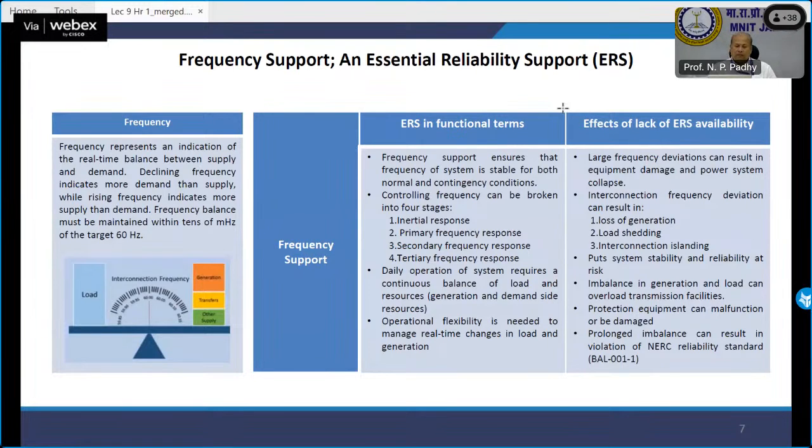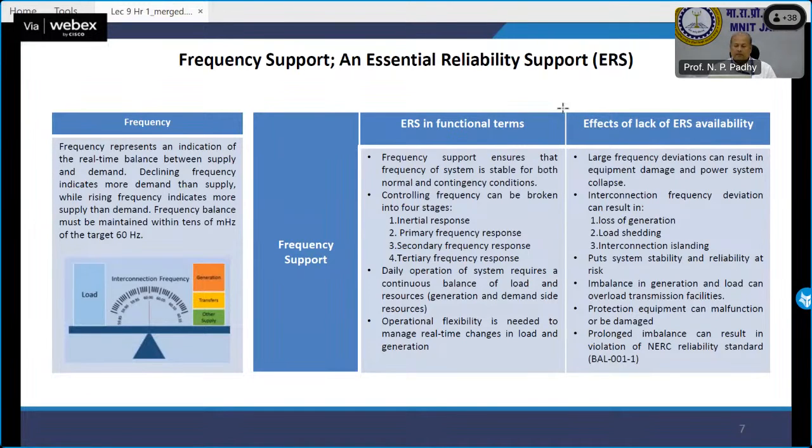Now, ERS, effect of lack of ERS availability. So, essential reliability support, if you do not have it in the system, then the frequency may fall. Frequency support ensures that frequency of the system is stable for both normal and contingency conditions. Controlling frequency can be broken into 4 stages: inertial response, primary frequency response, secondary frequency response, and tertiary frequency response. Daily operation of system requires a continuous balance of load and resources. Operational flexibility is needed to manage real-time changes in load and generation.